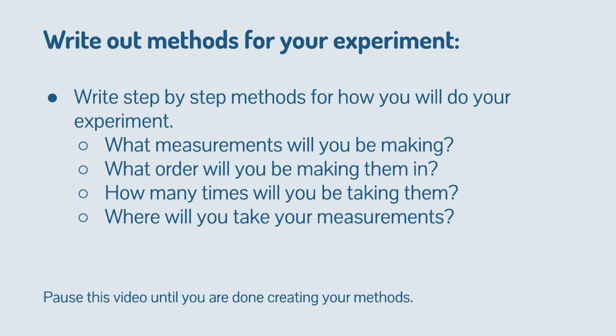What I want you to think about is what types of measurements are you going to take? How exactly are you going to take those measurements? How many times are you going to take each measurement? And what types of places are you going to take those measurements in? All of these things can be written out step by step like a recipe in your methods section. So let's take a moment and pause this video while we work through our methods section to figure out how we're actually going to do our experiment.